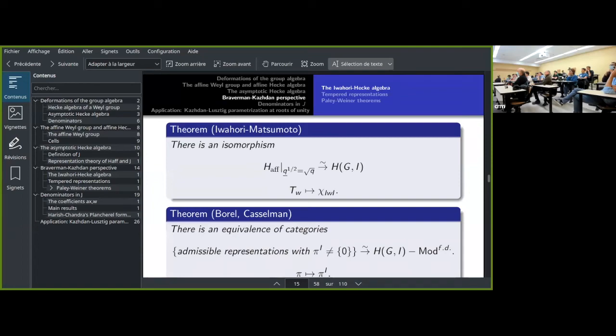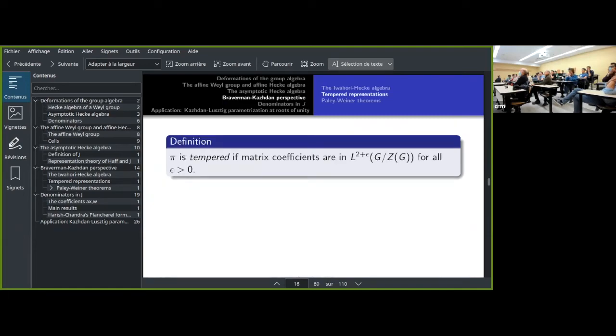And like I said, this algebra knows something about representations of the p-adic group. It's equivalent to the category of admissible representations with Iwahori-fixed vector. If you have such a function, it acts by a vector-valued integral, and that defines the module structure. A representation is tempered if all its matrix coefficients lie almost in L2 of G mod the center. These are the types of representations that you can study with harmonic analysis.